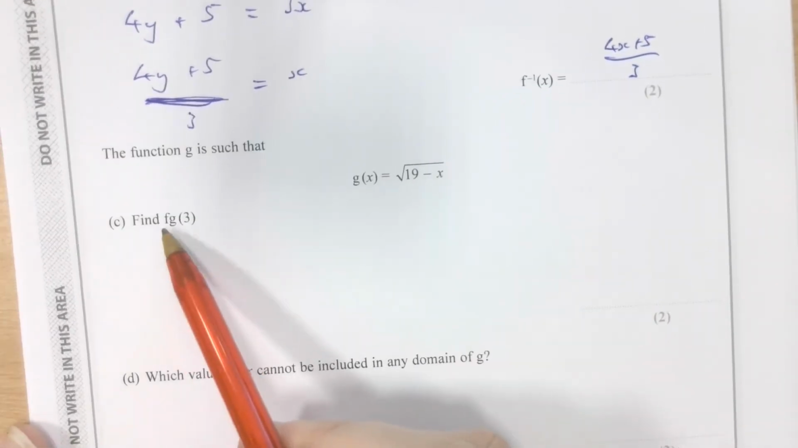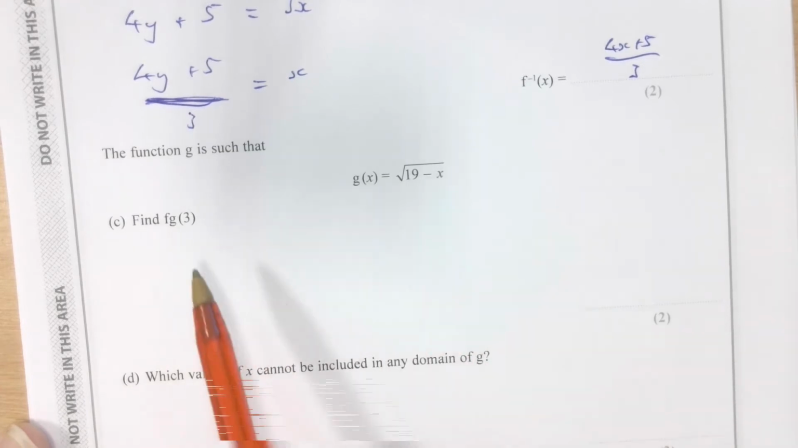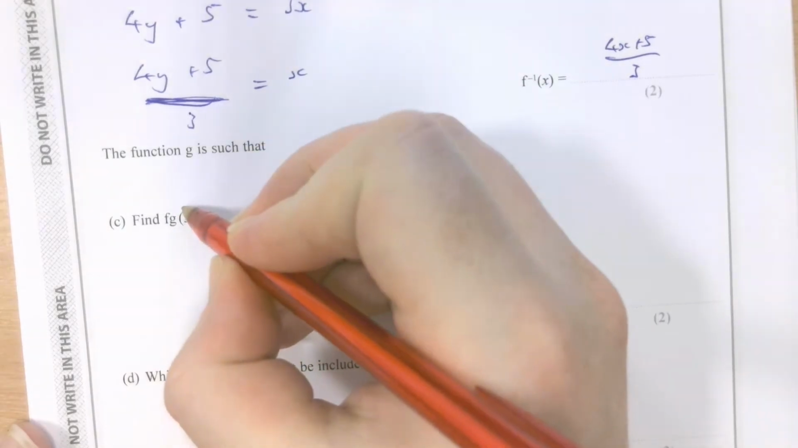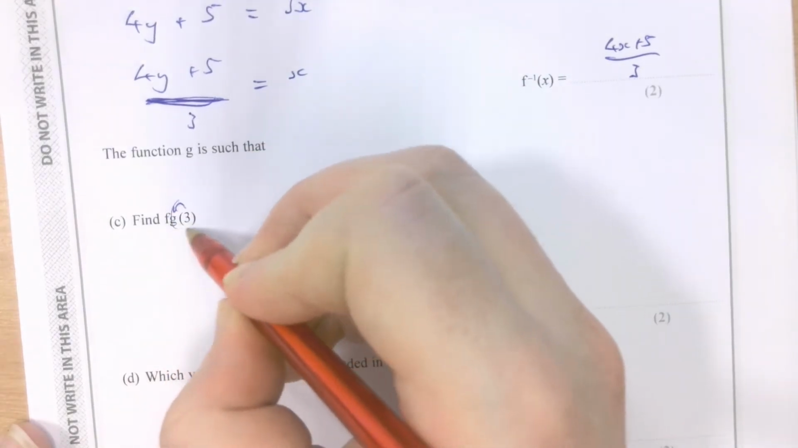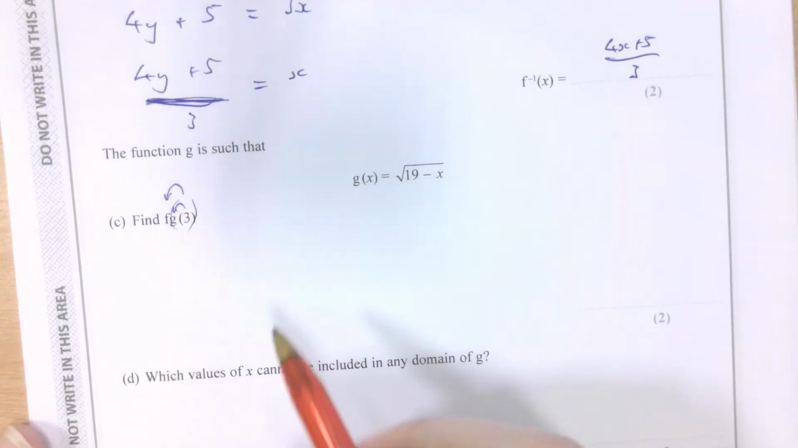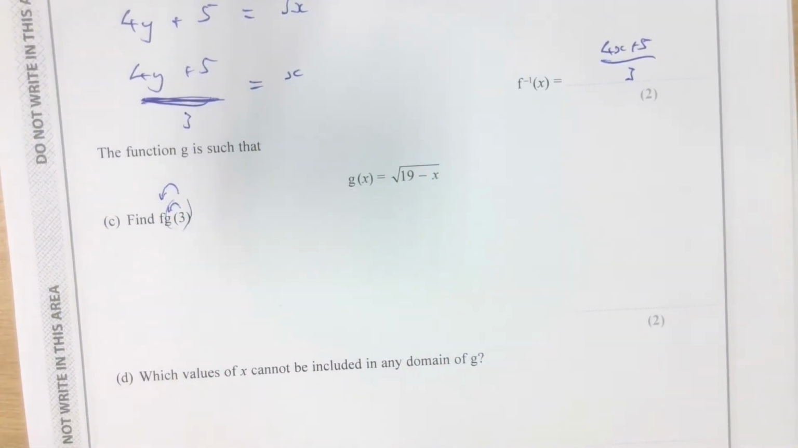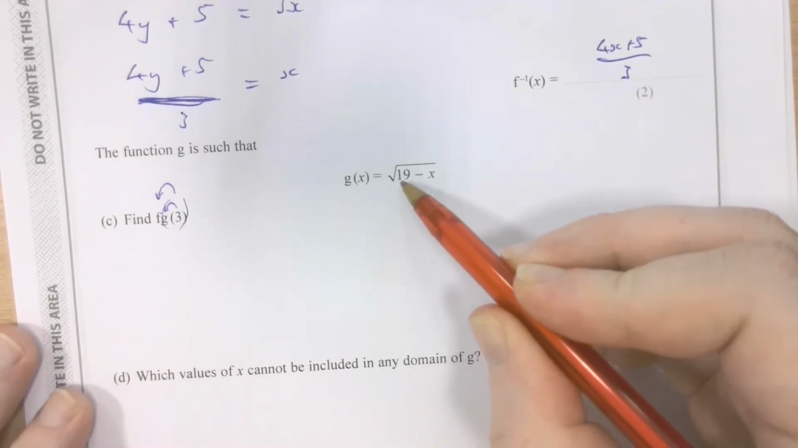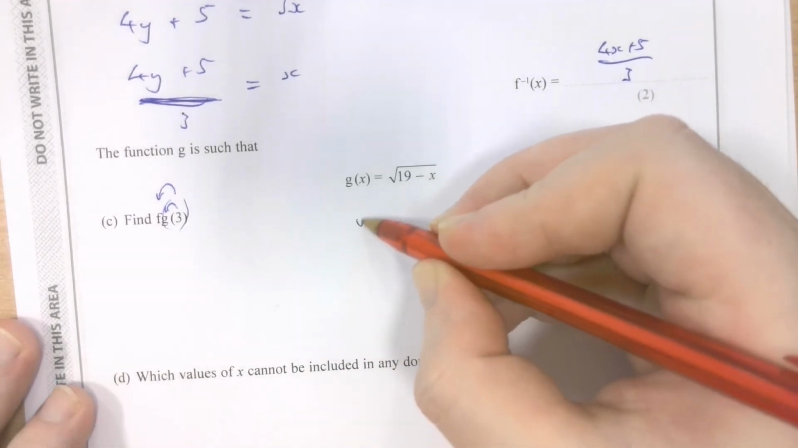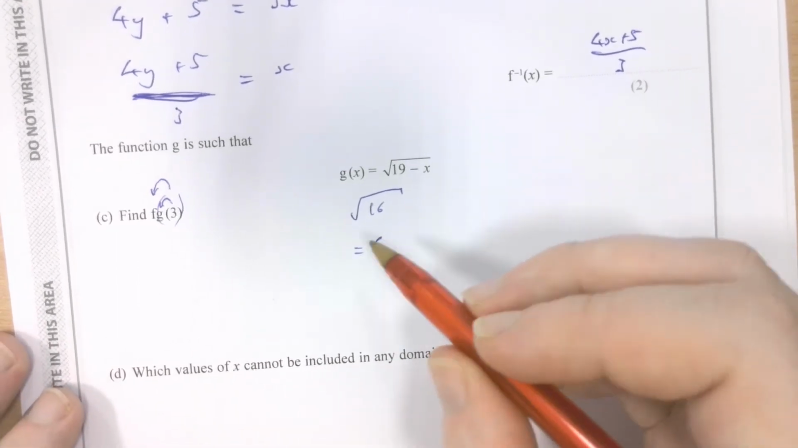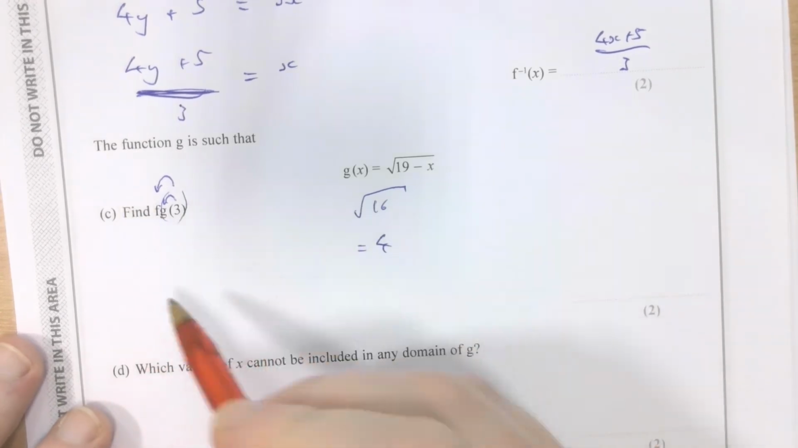The function g is such that g(x) is the square root of 19 − x. Find fg(3). Okay, so what I need to do here is substitute 3 first into the g function to get a result. And the result of that will be substituted into the f function. This is called a composite function, or as I like to call it, functionception, function within a function. So 3 into there, so it becomes the root of 19 − 3, that's the square root of 16. Let's take that to be equal to 4 for now, okay?